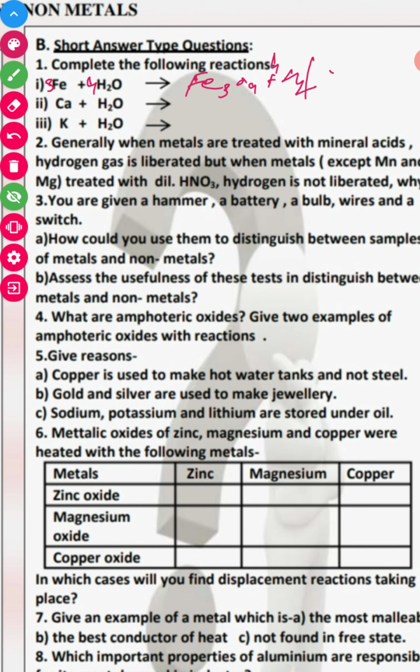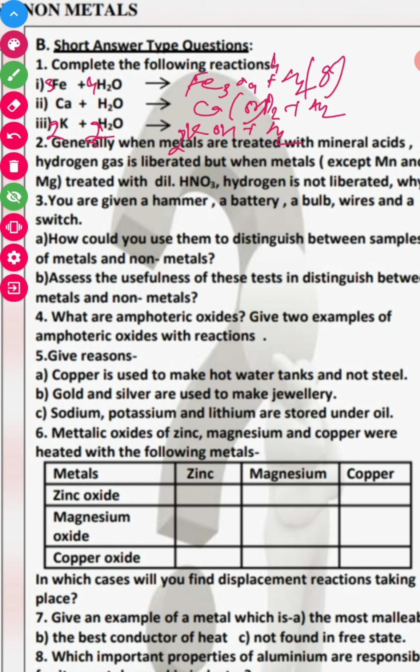Calcium plus water will give you calcium hydroxide plus hydrogen, right? Third, K plus H2O will give you KOH plus hydrogen, and after that do balancing: 2, 2, right? So this is about your first question of the short answer type.